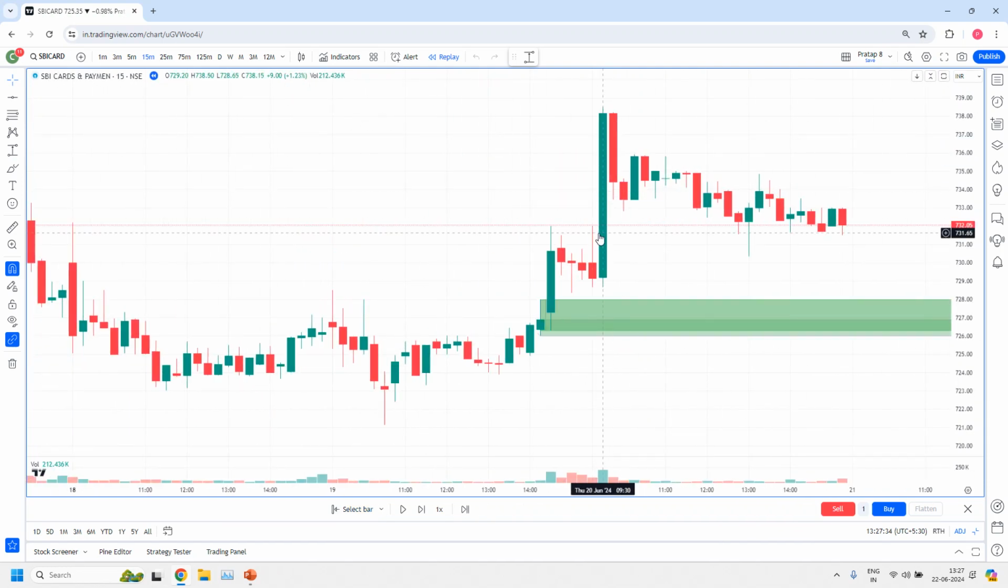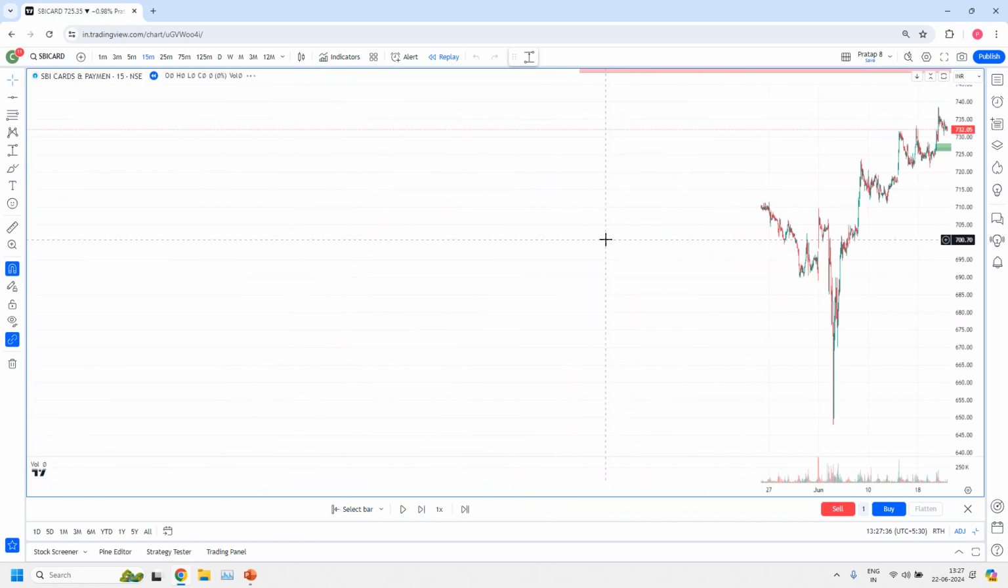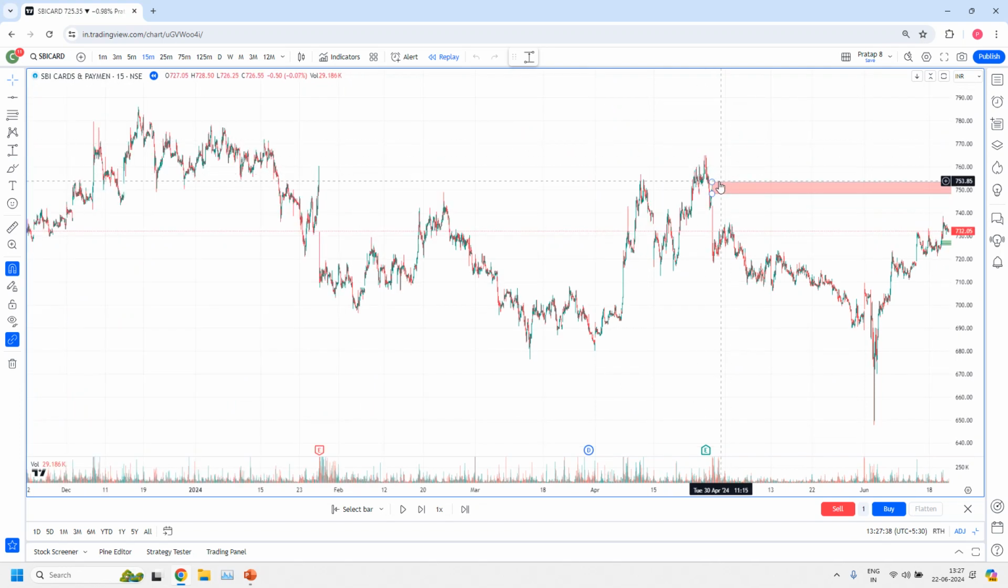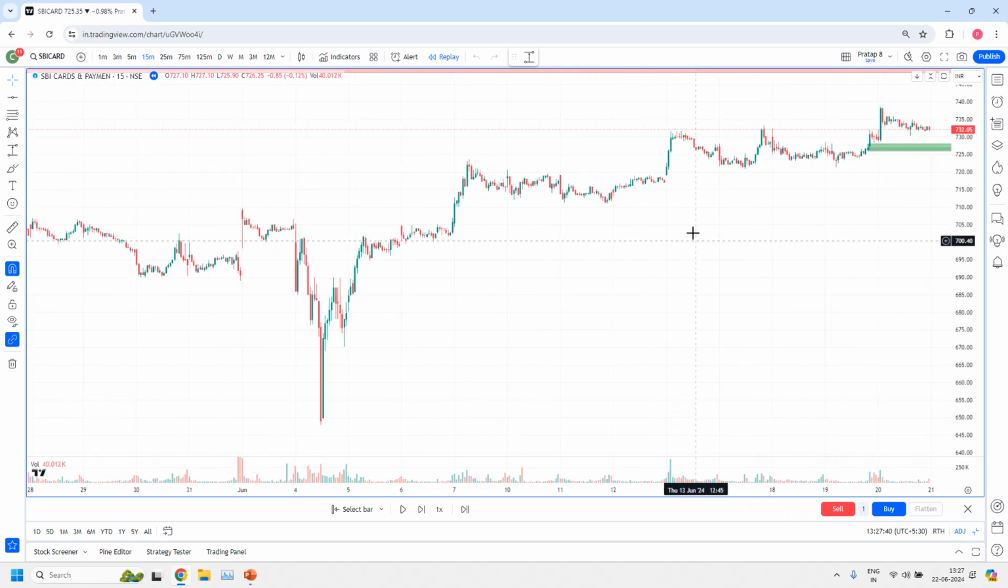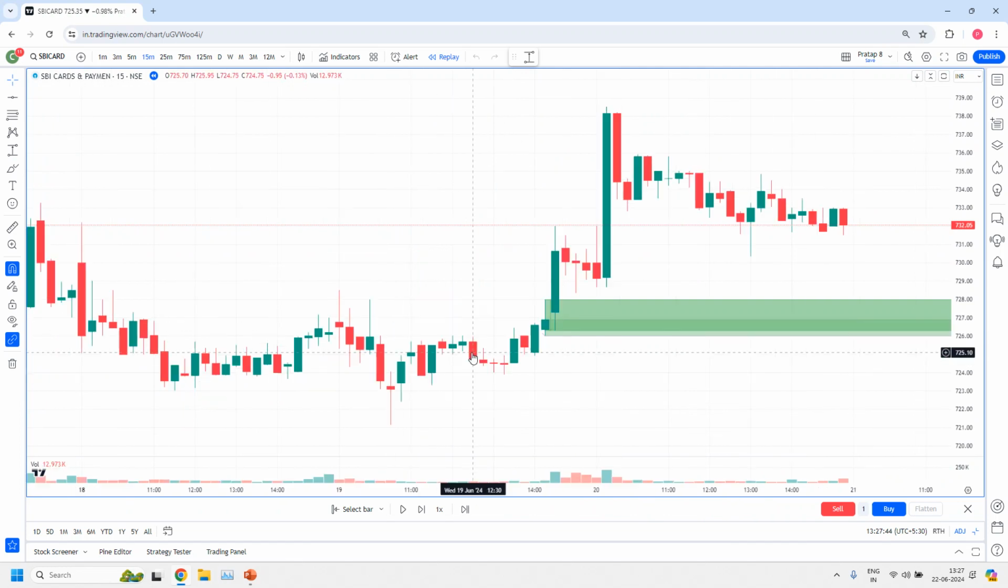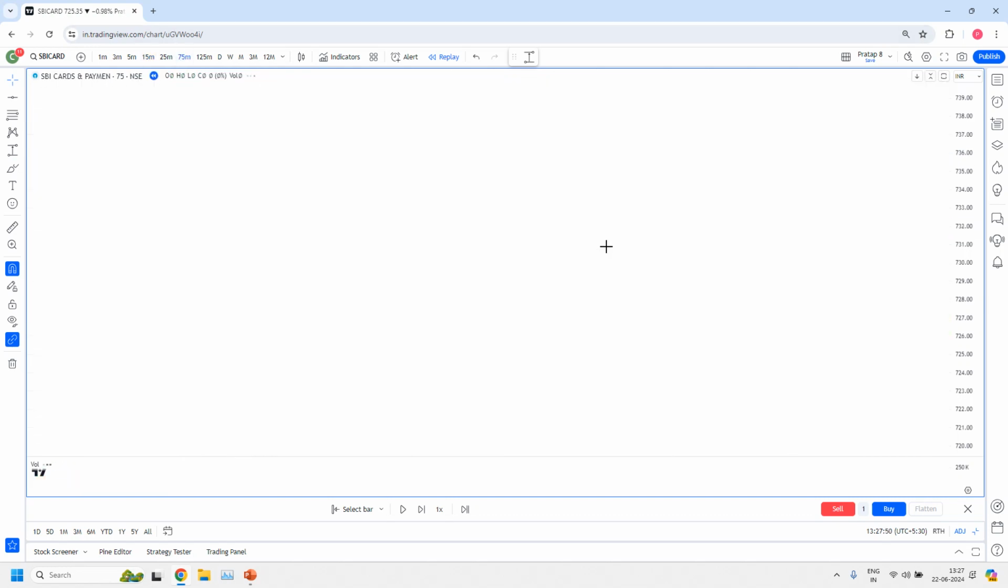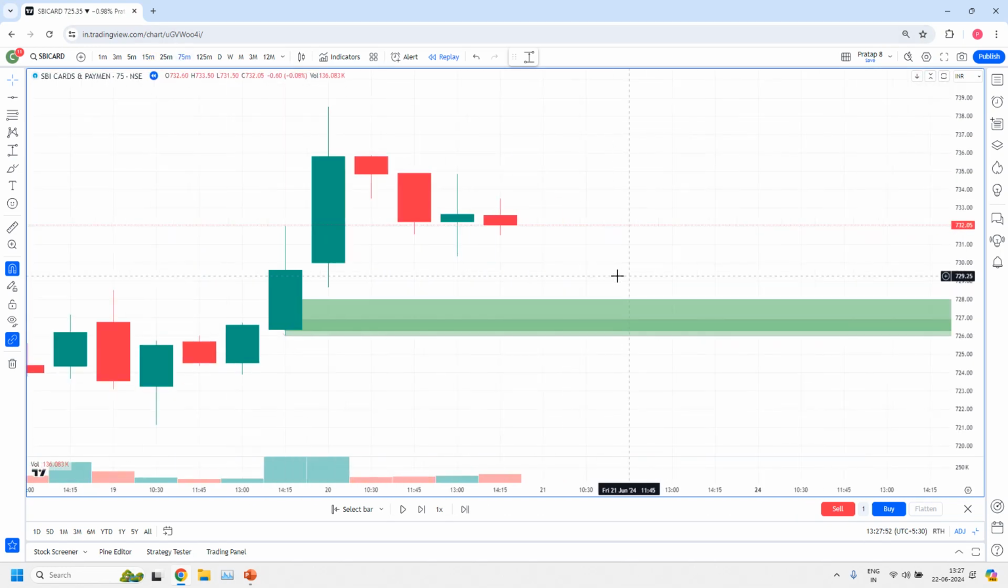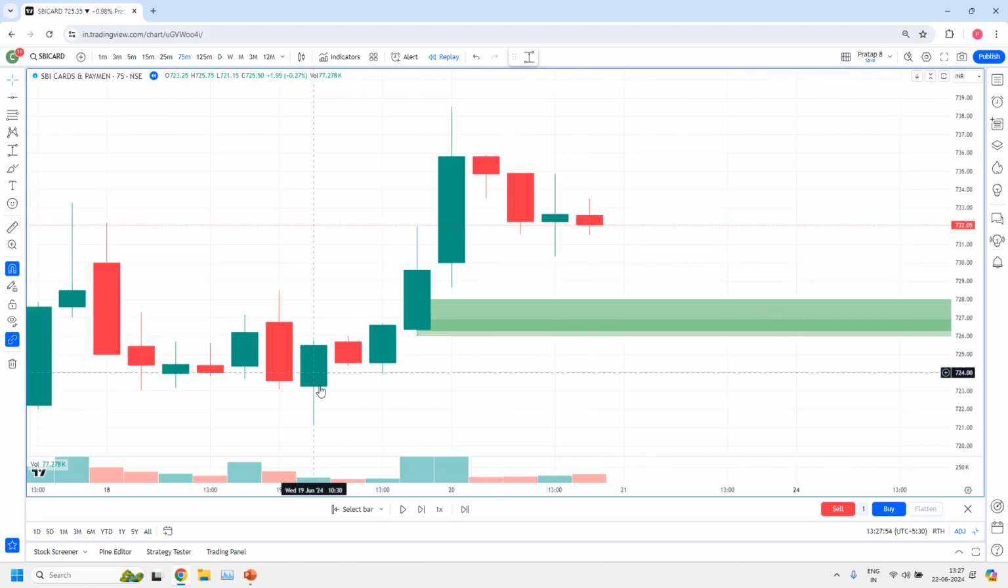Okay, so this was the supply zone, that is for target, and this is the demand zone, and you fine tune this. What I am trying to say, go one more time frame higher, that is intermediate time frame. For 15 minutes, the higher time frame is 75 minutes. And draw the 75 minutes zone.